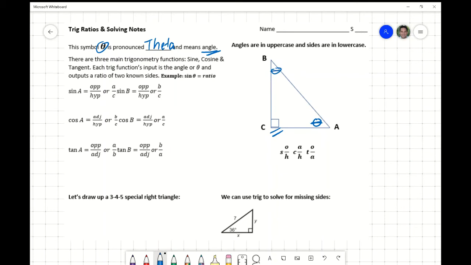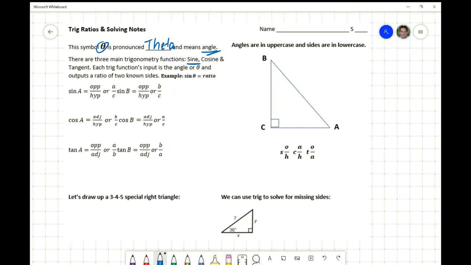There are several different Greek letters: theta, alpha, and beta. But we use primarily theta, okay? And all it means is an angle, all right? Remember that angle A plus angle B is equal to 90 degrees, okay? They're complementary, all right?